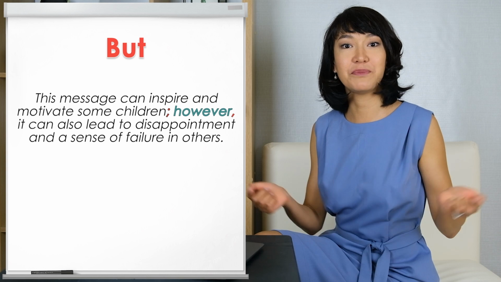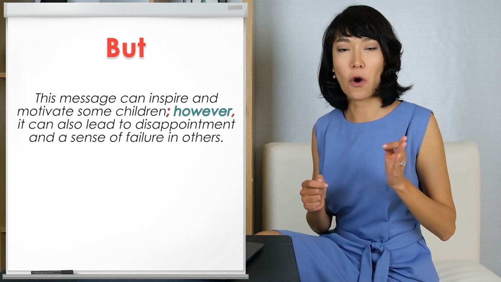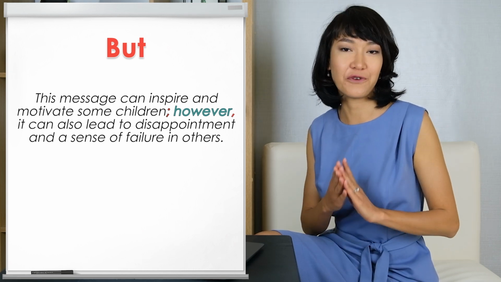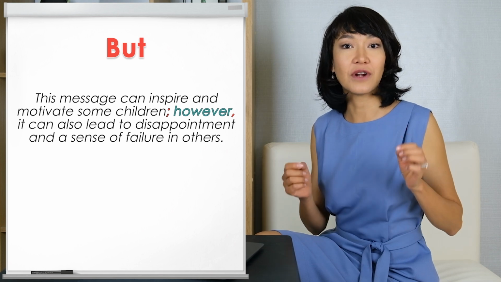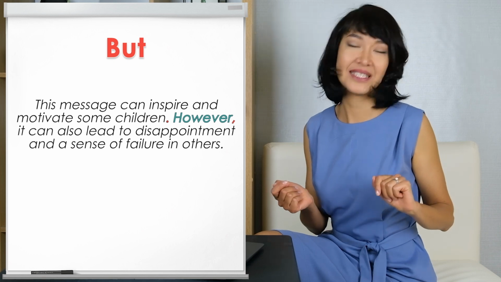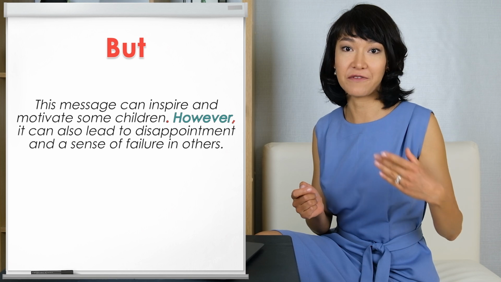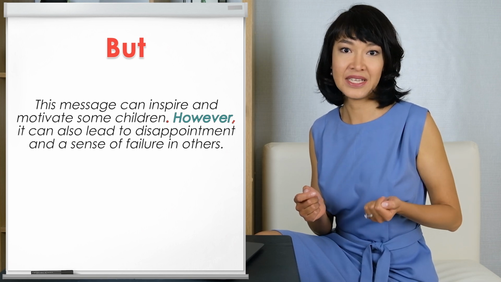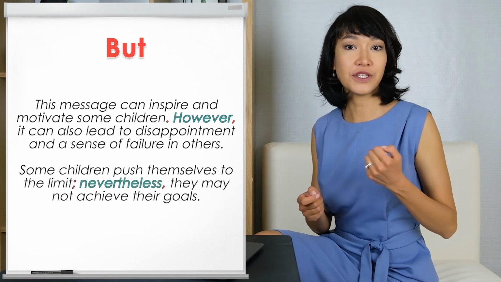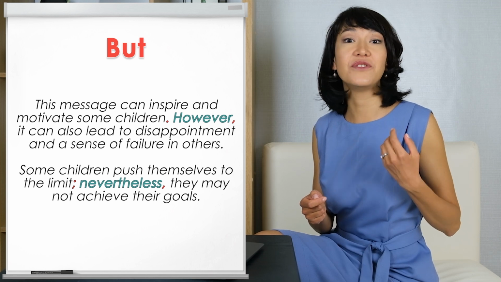Notice that it comes between the two contrasting statements and that we always place a comma after it and either a semicolon or a full stop before it. In other words, we can write two sentences instead of one, like in the second example. Nevertheless and also nonetheless can be used in place of however in exactly the same way. Let's use a different example to show this. Some children push themselves to the limit. Nevertheless, they may not achieve their goals.